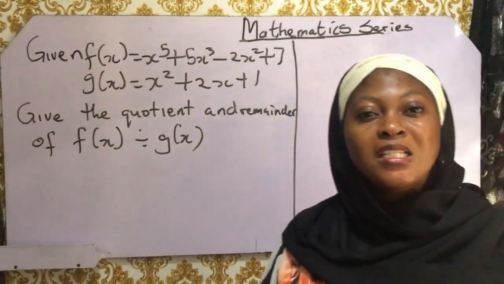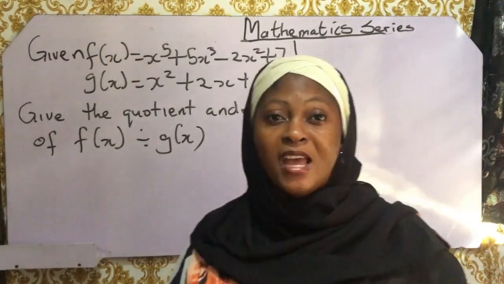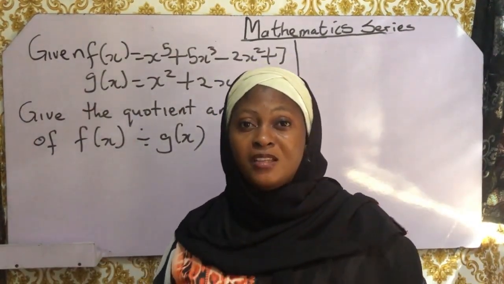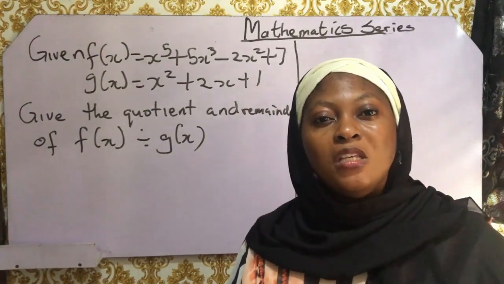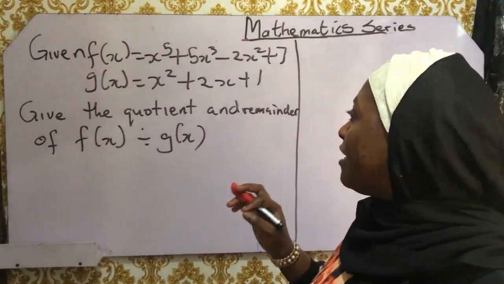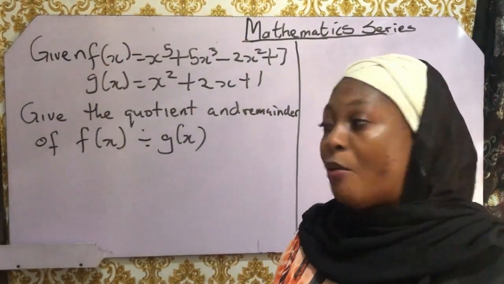The question says, give the quotient and remainder of f as a function of x divided by g as a function of x. Now to solve this is quite easy. The first thing you do is you arrange f of x and g of x in increasing power of x or in decreasing power of x.